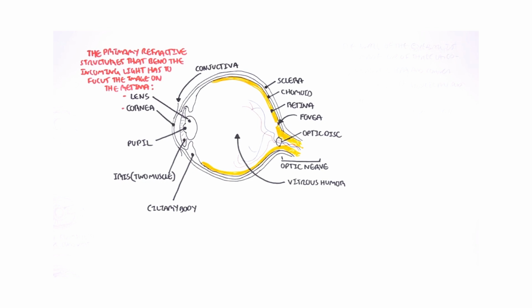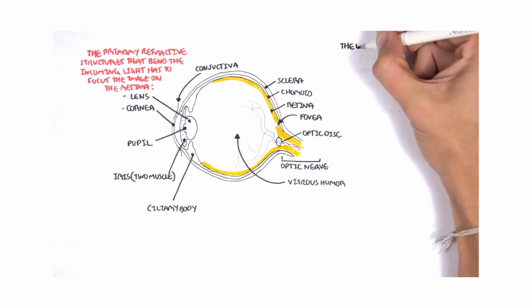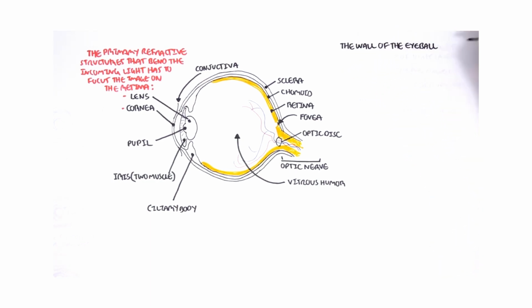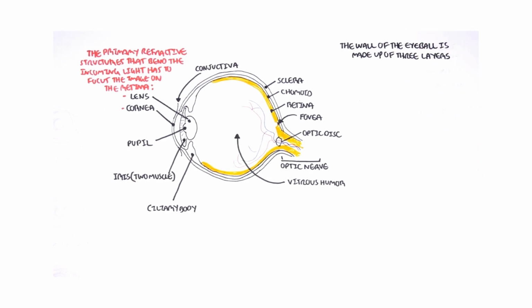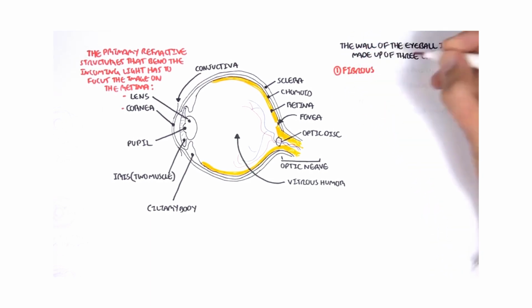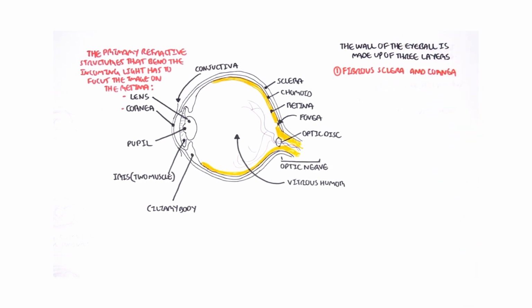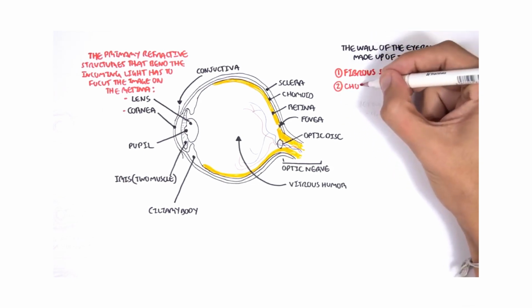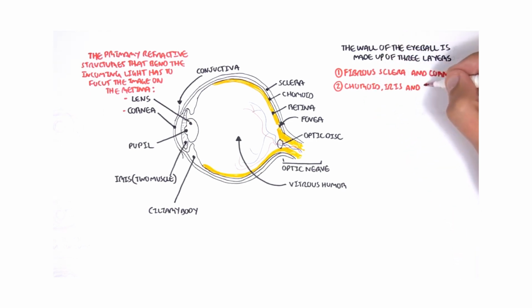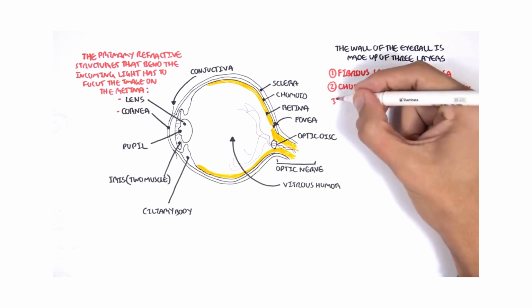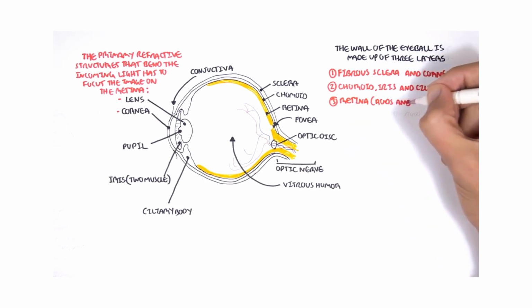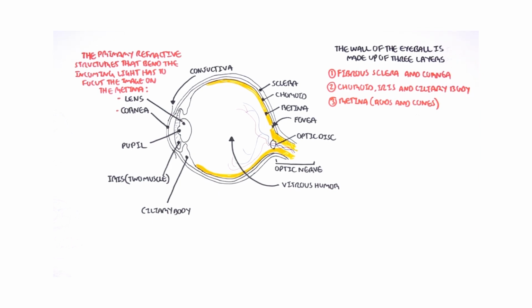But before going into the anterior cavity and the posterior cavity as well, let us just recap basically the layers of the eyeball. So the wall of the eyeball is made up of 3 layers. The first layer is basically the fibrous sclera and the cornea, which is in the same layer. The second layer is the choroid, the iris, and the ciliary bodies, which make up the uvea. I think I pronounced that right. And then the third layer is the retina, which contains your photoreceptors, the rods and the cones.